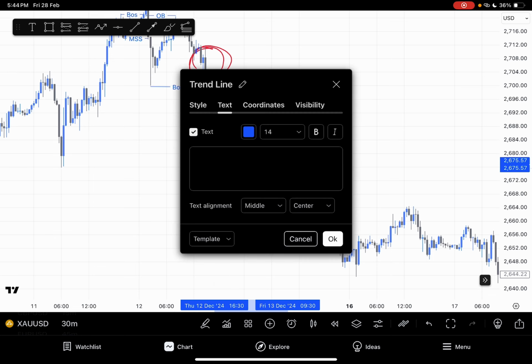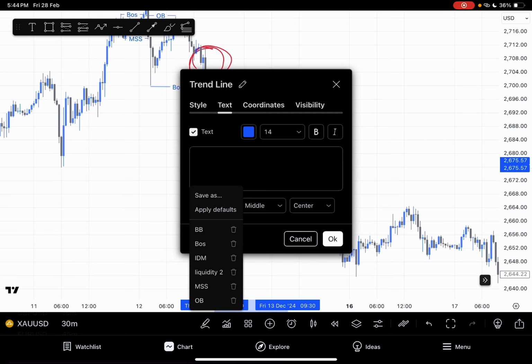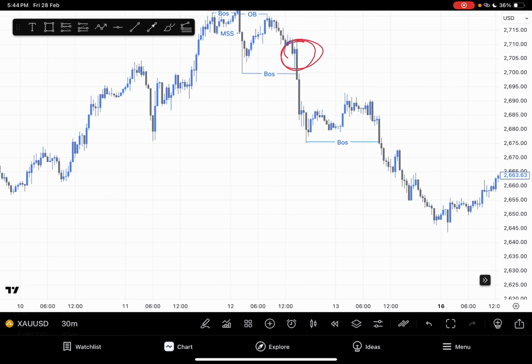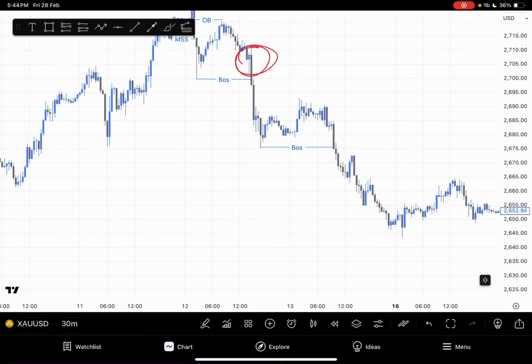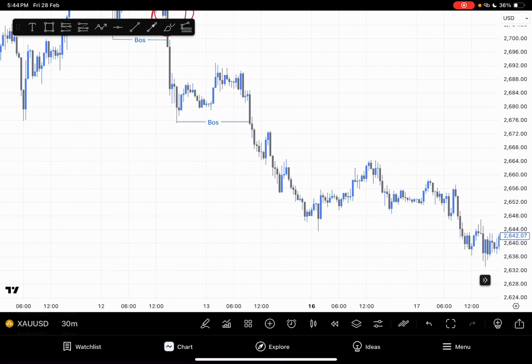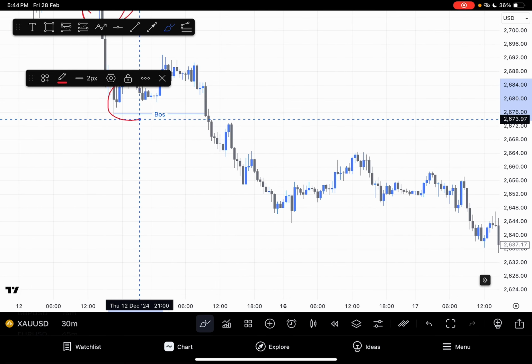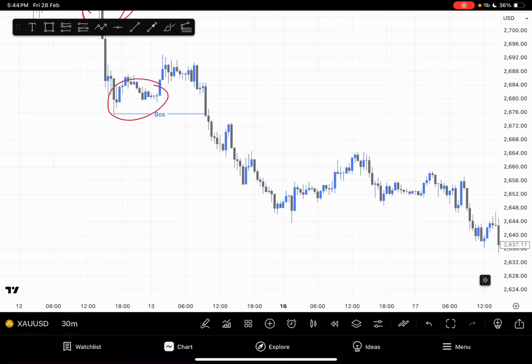So now you see price break below, creating another break of structure there. Then now, if you should look from this region, you won't see a valid breaker block. Even if you go to the lower time frame, you won't see a valid breaker block there. So that's why price just ignored it and just kept moving to the downside, creating multiple break of structures.